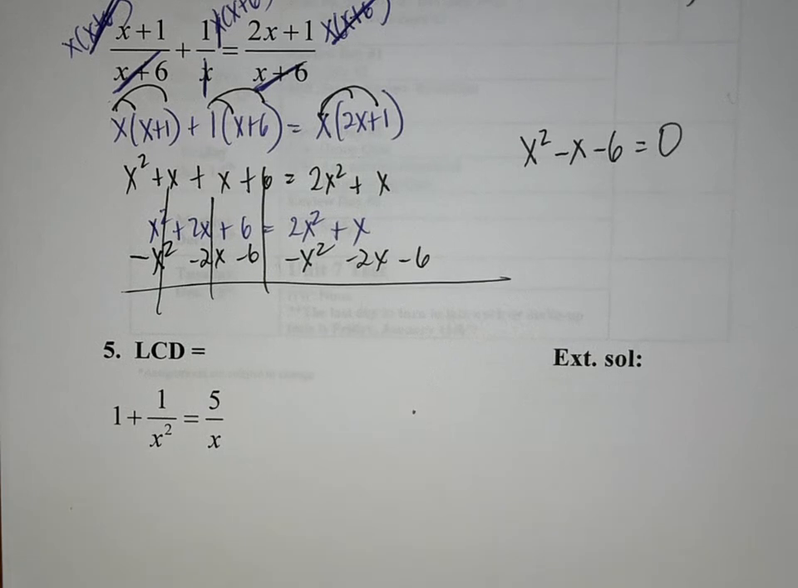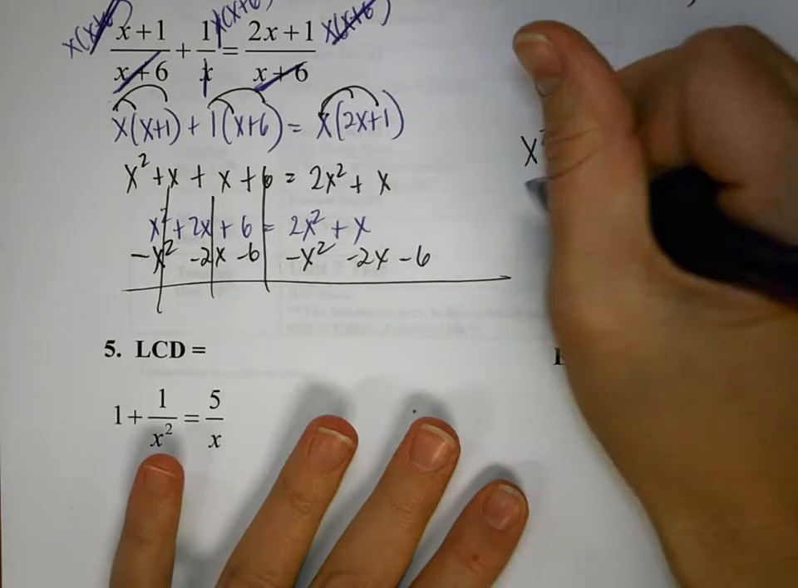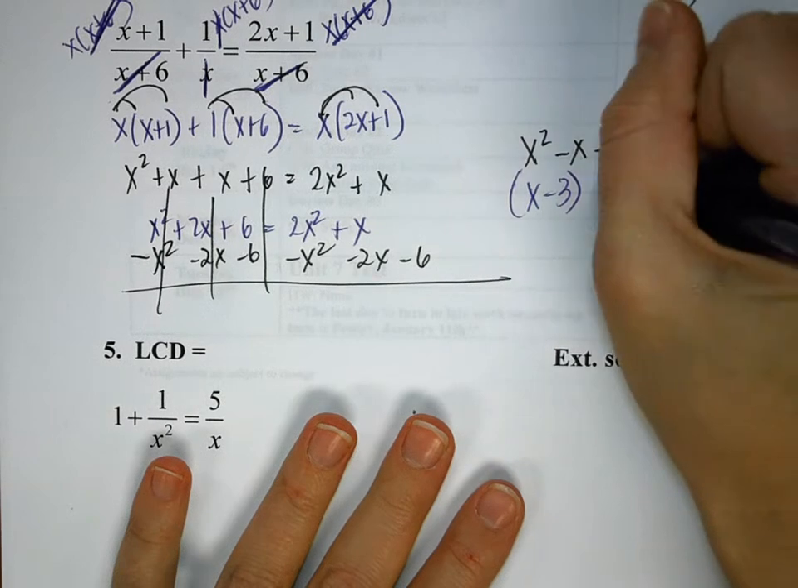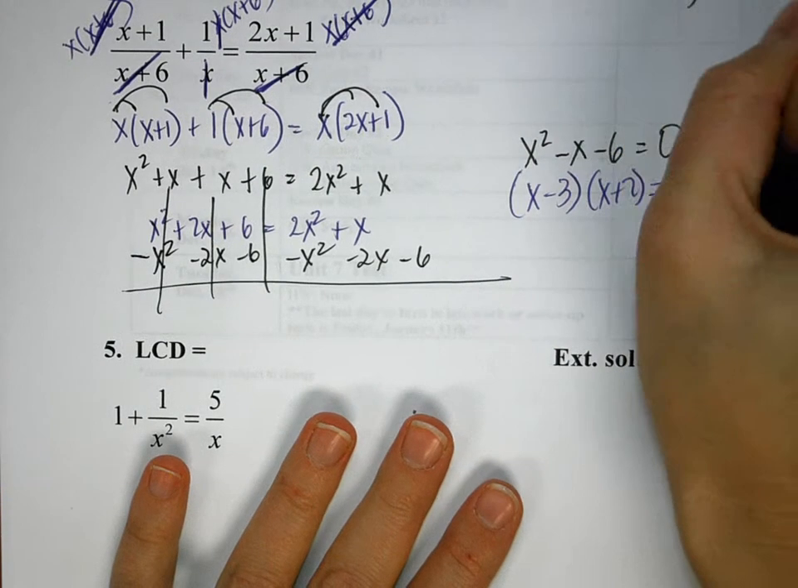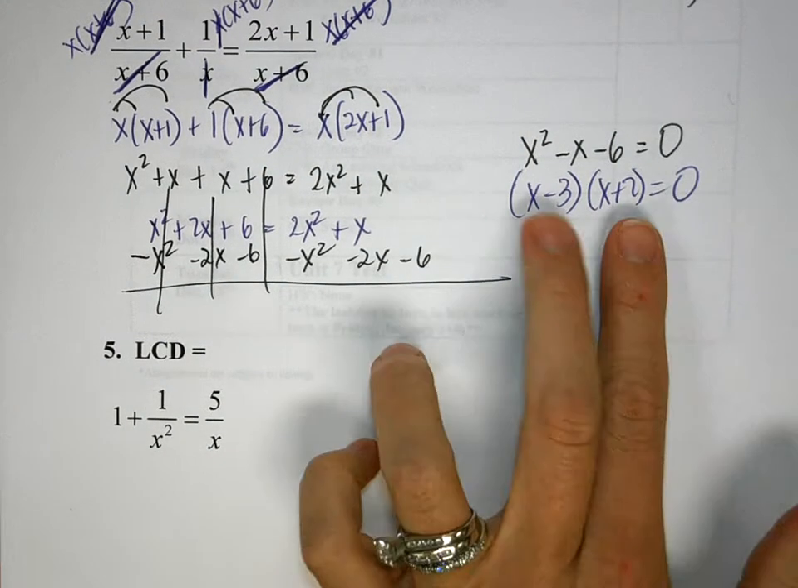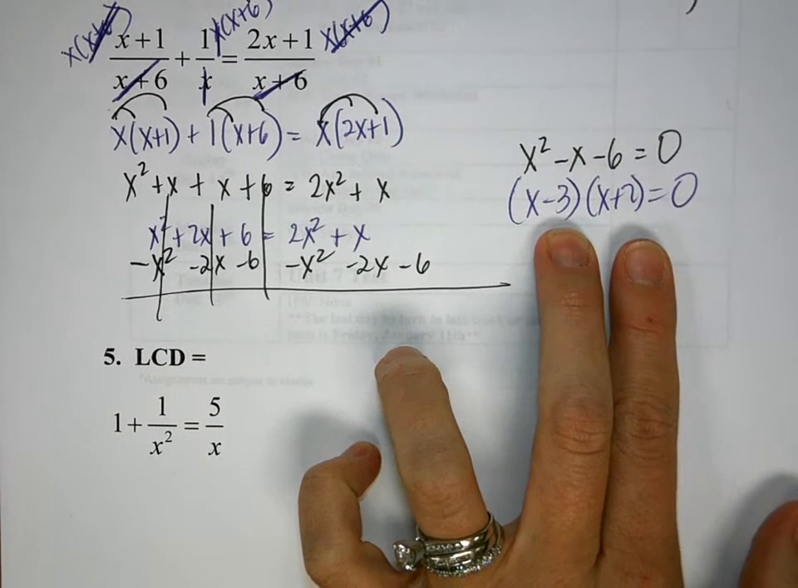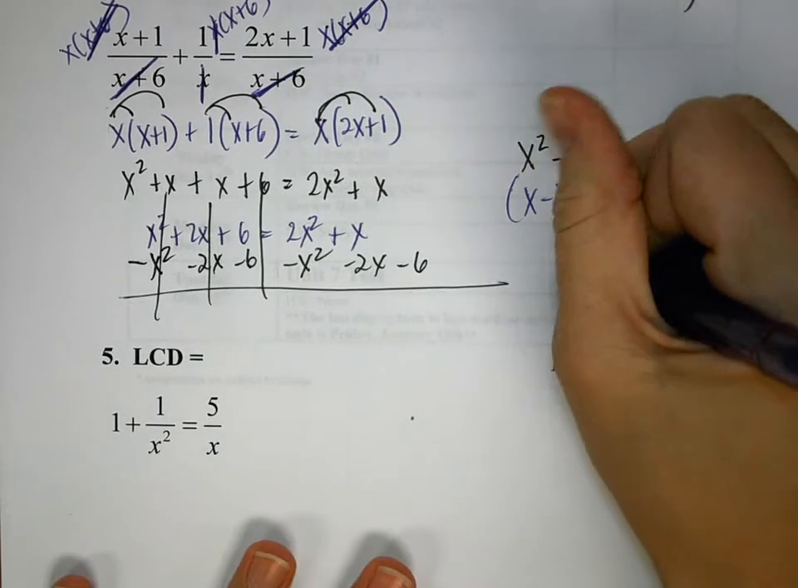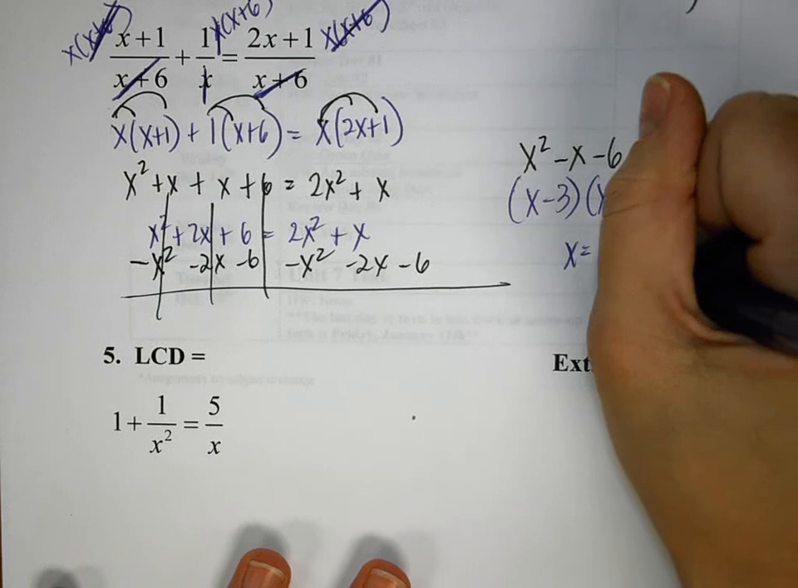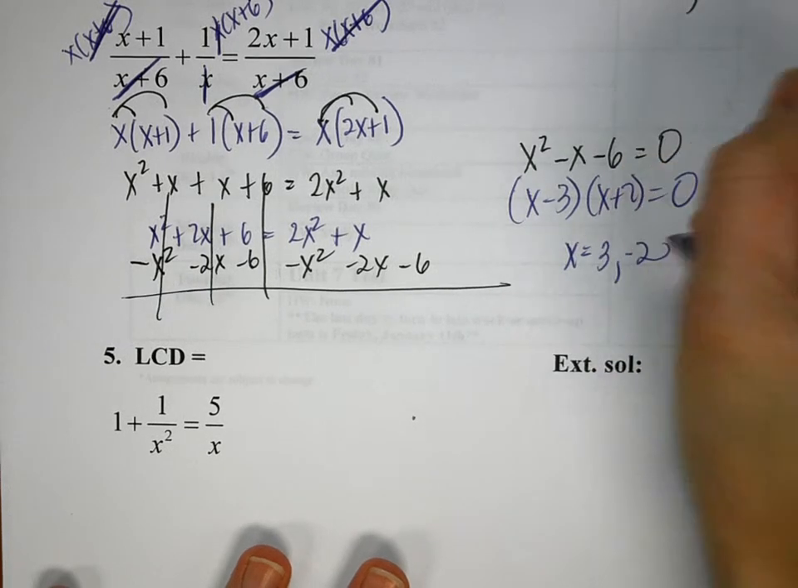So is there anything that multiplies to be -6 and adds to be -1? Good. 3 and 2 is correct. So these can factor to be x minus 3 and x plus 2. Always double check. Those do add to make -1 and multiply to be -6. And when we set those equal to 0, what does x equal? 3 and -2 is correct.